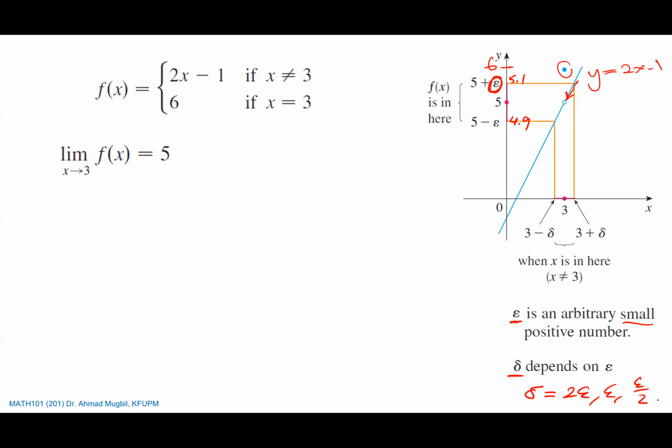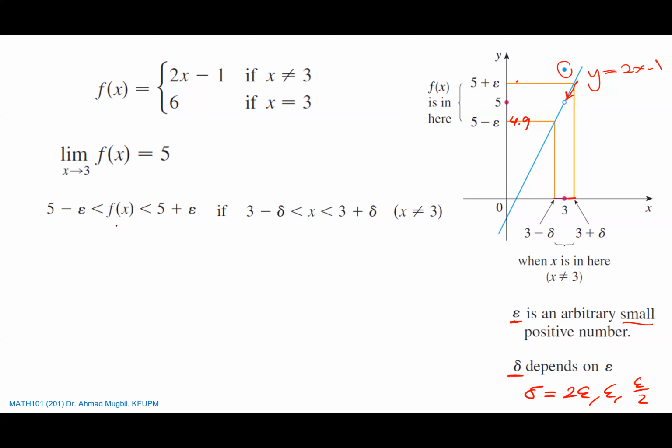So whatever the values that you are close to within delta: 3 plus delta means 3 plus a small number, 3 minus delta means 3 minus a small number. This is what we mean by making x as close as you want. So now, ya shabab, when f of x is here, it means that it is between 5 minus epsilon and 5 plus epsilon. How to write this in the language of distances? What is the distance between the function and the 5 here?